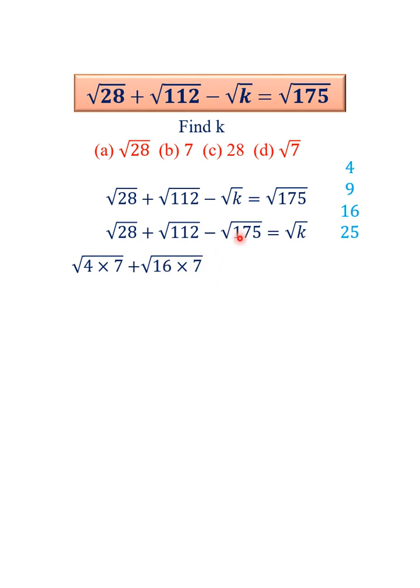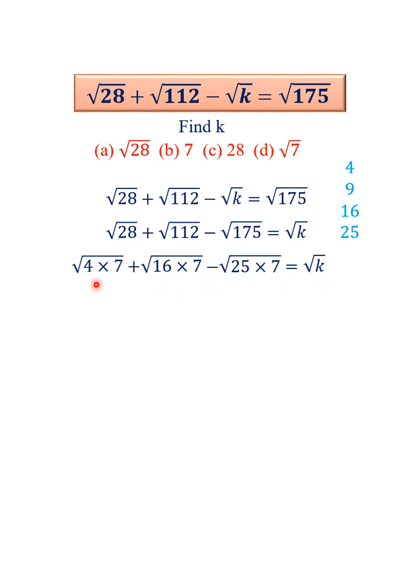Then minus, let's break down 175. Since 175 is bigger than 112, instead of going back to the beginning, let's try 16. 16 cannot divide 175. Let's try the next one, 25. 25 divides 175 to give 7. So this becomes minus root of 25 times 7, and everything is equal to root k. So the problem is now simplified.